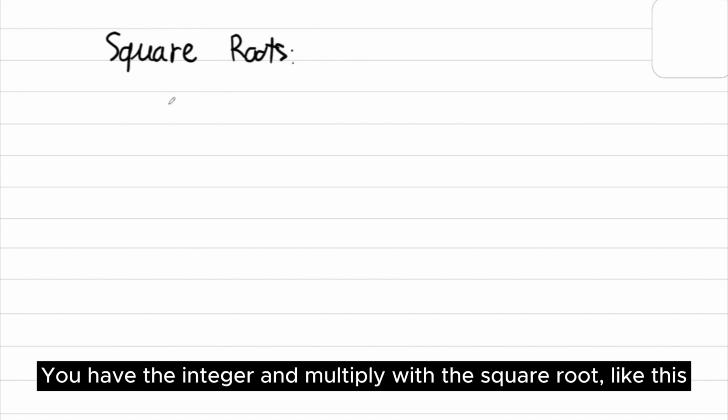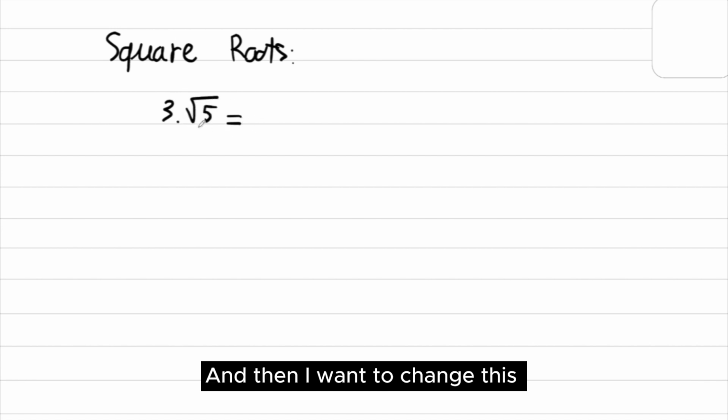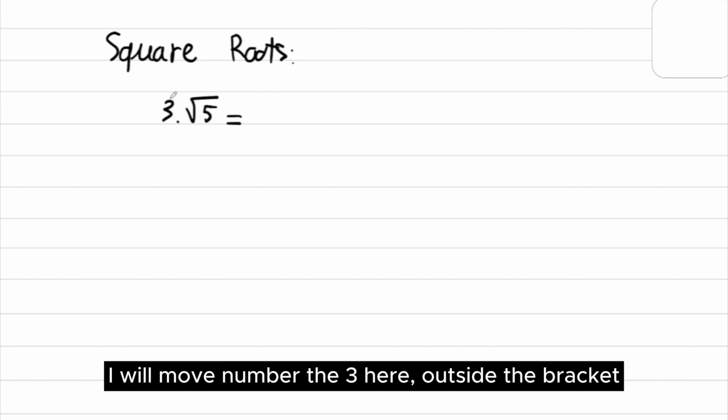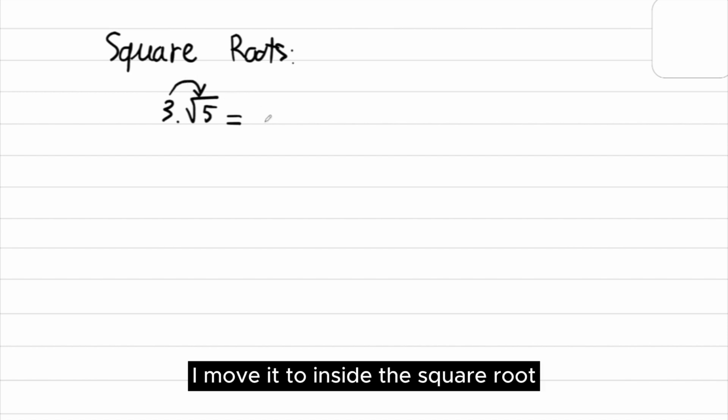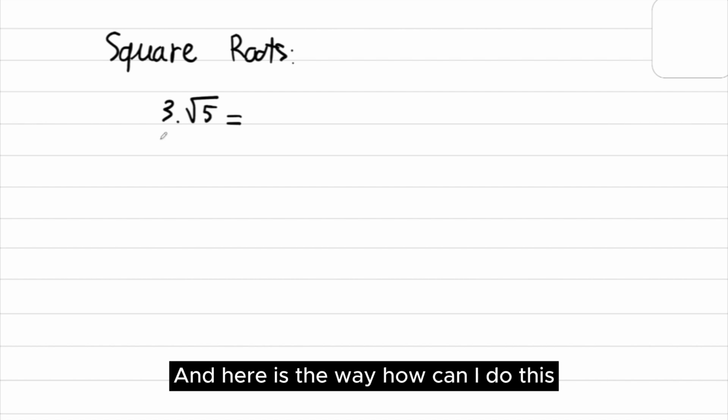You have the integer multiplied with the square root like this, and then I want to change this to a single square root, so I will do it like this. And here is the way how I can do it. I will move the 3 from outside the bracket to inside the square root.